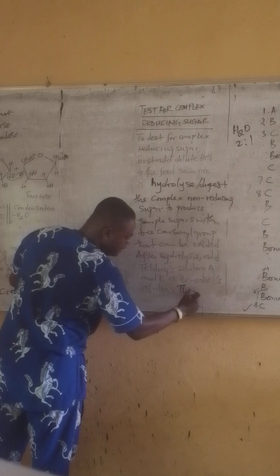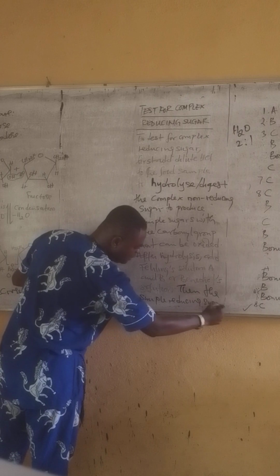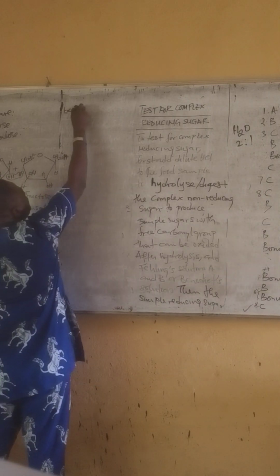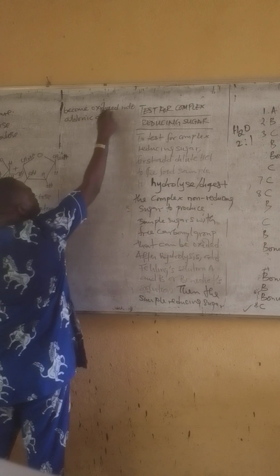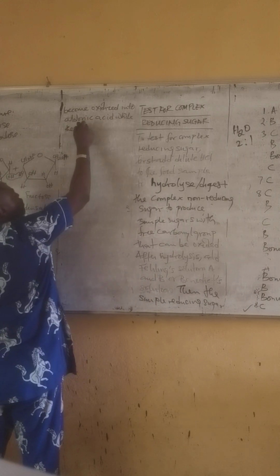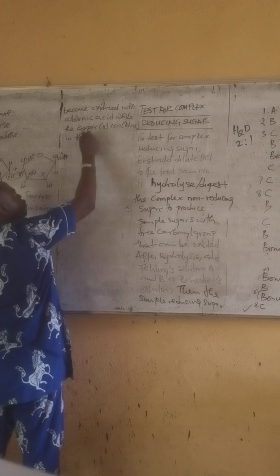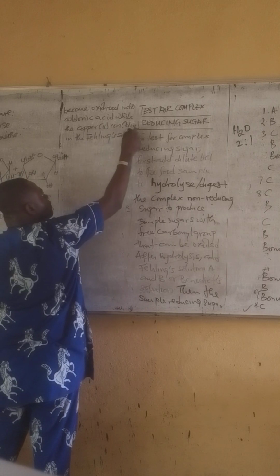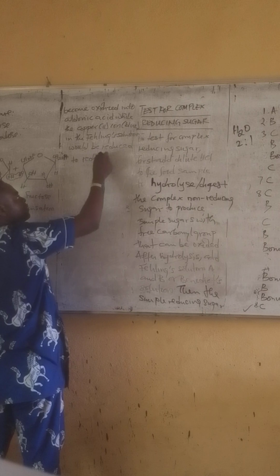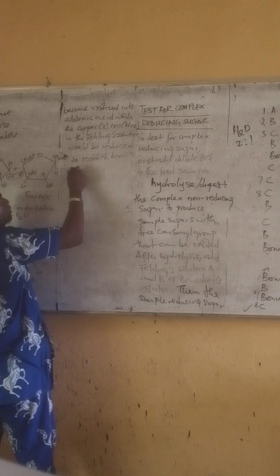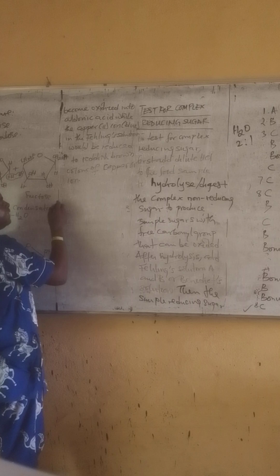So then the simple reducing sugar becomes oxidized into aldonic acid, while the copper 2 ion, which is blue, in the Fehling solution will be reduced to the reddish brown copper 1 ion.